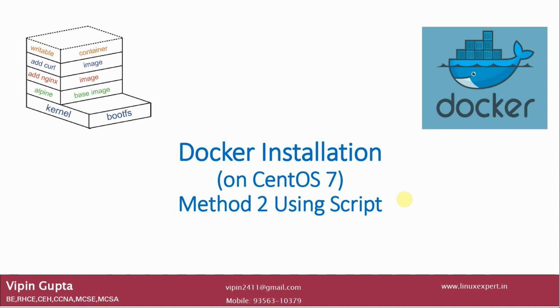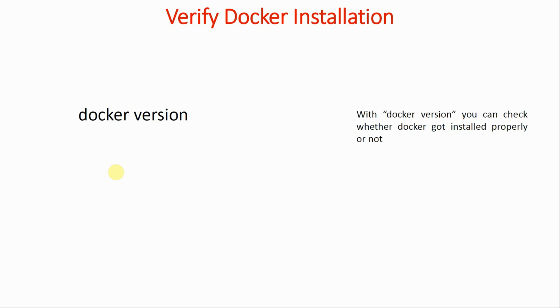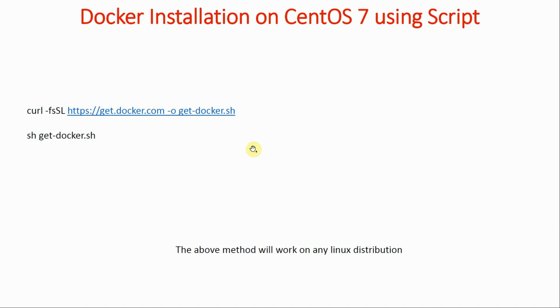Now we are looking at the Docker installation on CentOS using the second method, that is by using the script. Here we have to just run two commands. With curl, we will download one script. We will name the script any name by specifying the minus o option, in our case get-docker.sh. Then with the sh command we are going to run the script. It will automatically install all the things. Then later on we will check with the docker version command whether we have been successfully able to install it or not. So let us type the commands.